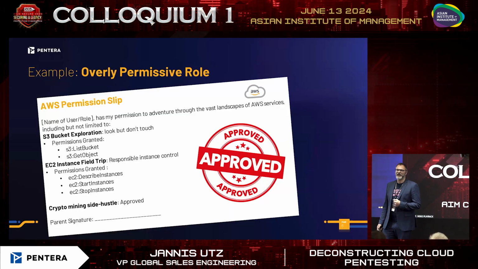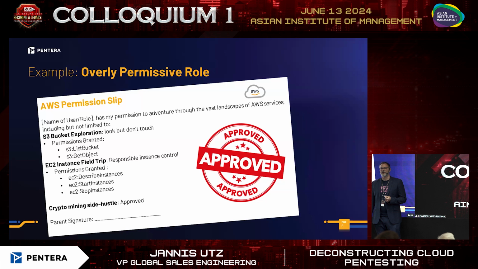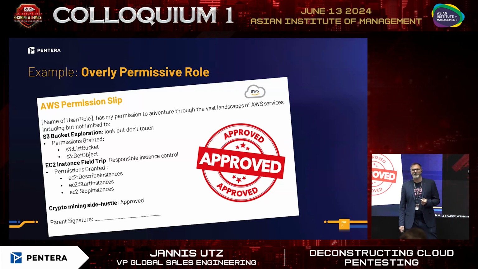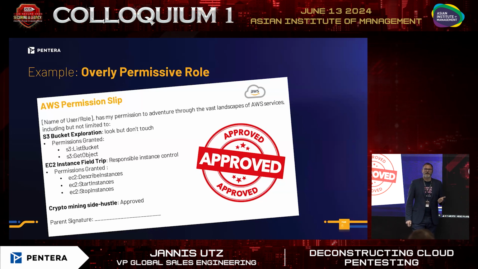A classic risk in the cloud environment is definitely an over-permissive role. If you want to take the time to read through here: the S3 bucket exploration, look but don't touch. And then if we go to the EC2 instance field trip, responsible instance control, you see the permissions granted: describe instance, start instance, stop instance, and all of a sudden this is way more than look but don't touch. And you can see the access was approved. So that's not what we want to see.